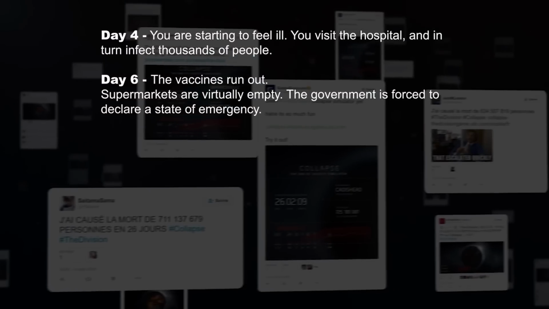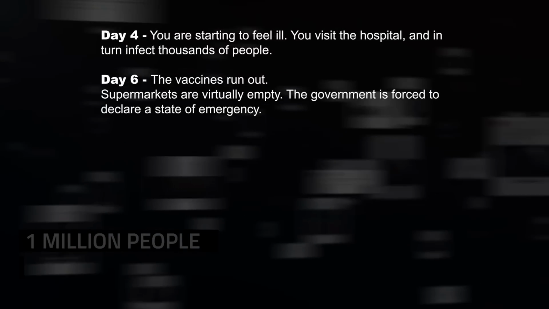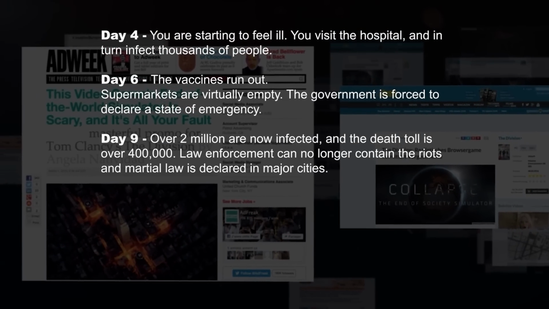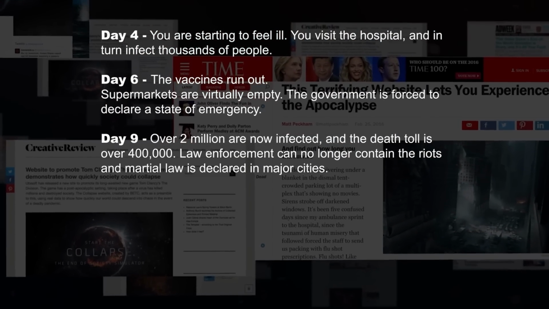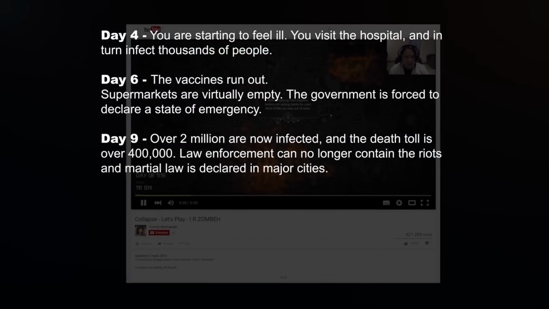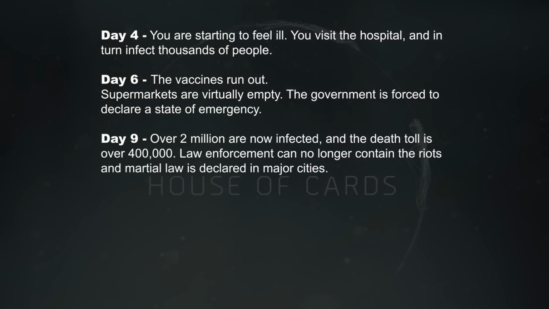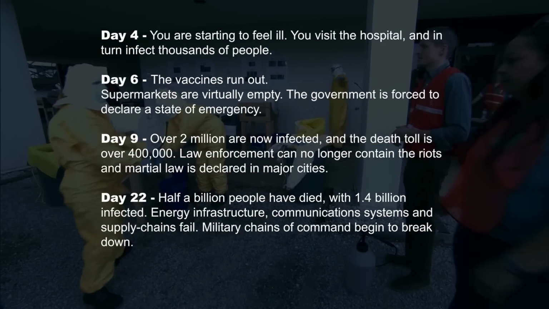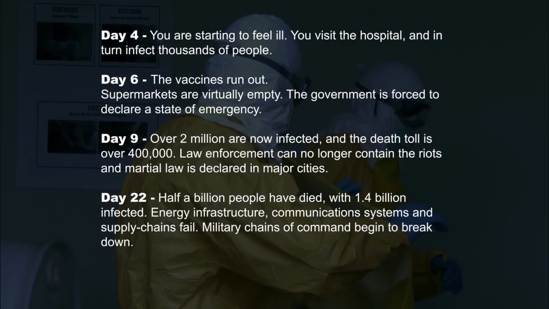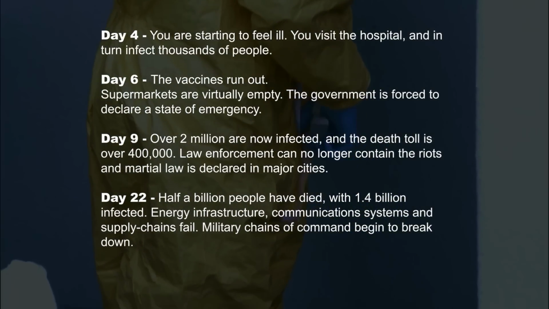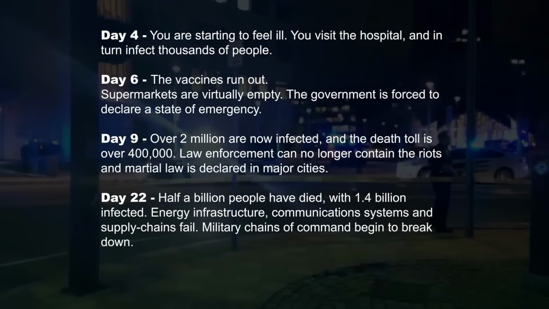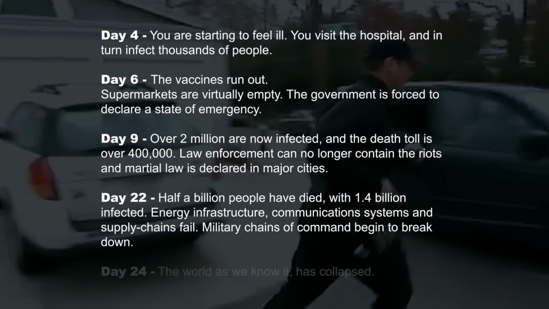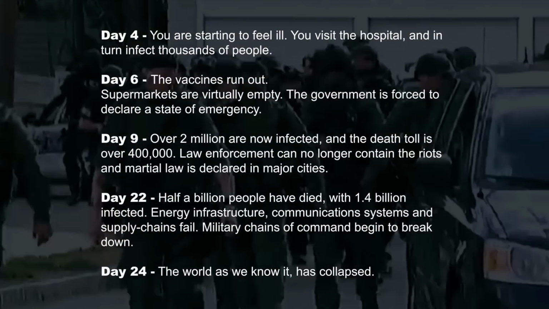The government is forced to declare a state of emergency. Day 9, over 2 million are now infected, and the death toll is over 400,000. Law enforcement can no longer contain the riots. Martial law is declared in major cities. By day 22, 500 million people have died, with 1.4 billion infected. Energy infrastructure, communication systems, and supply chains fail. Military chains of command begin to break down. By day 24, the world as we know it has collapsed.